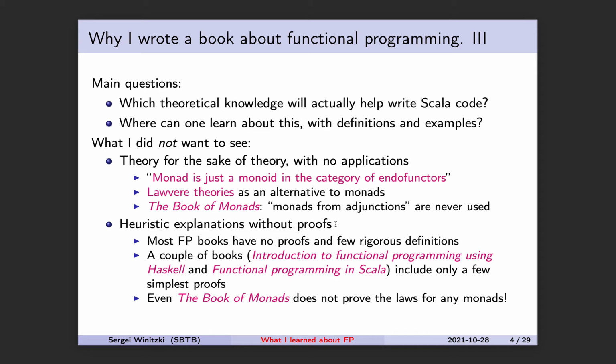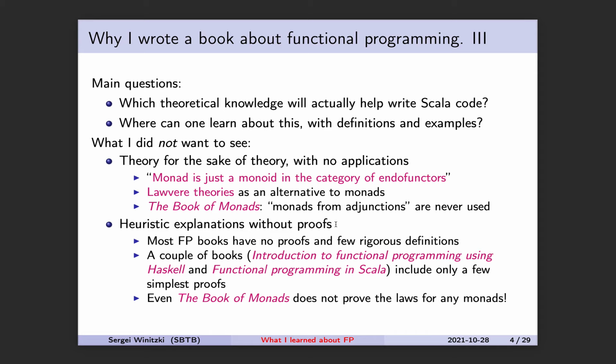As an example, the Book of Monads tells you about different monads, such as reader, writer, state, continuation, and so on, but it does not actually prove that those are correct monads, that they satisfy the laws of the monads. I was looking for that and I could not find it. So I kept reading different materials, papers, and I got more questions than answers.